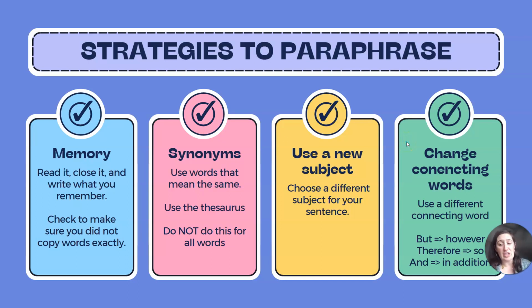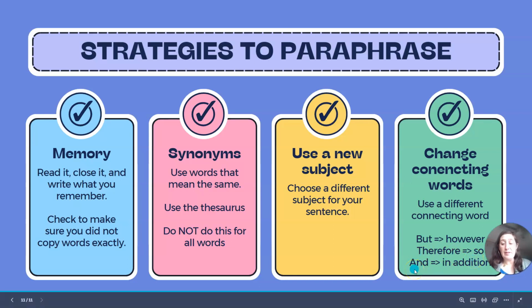Another thing you can do is change connecting words. For example, if the original uses but, you could change it to however. If the original uses therefore, you could change it to so. If the original uses and, you could use in addition.